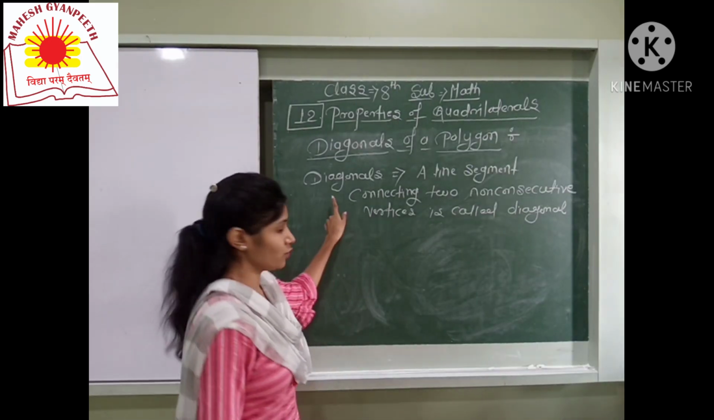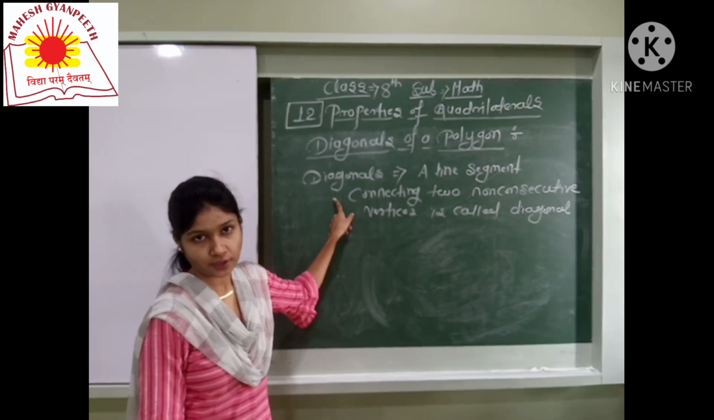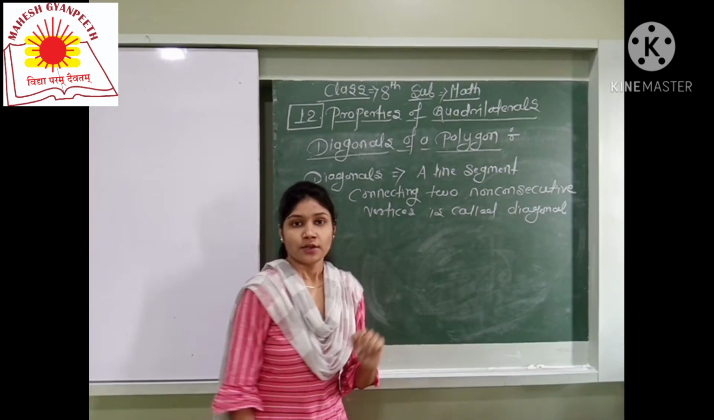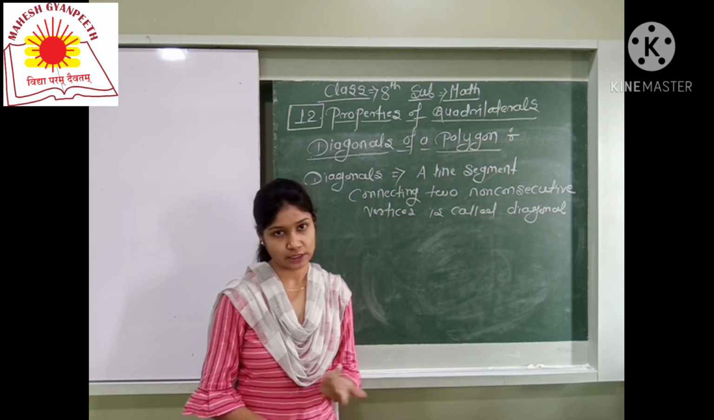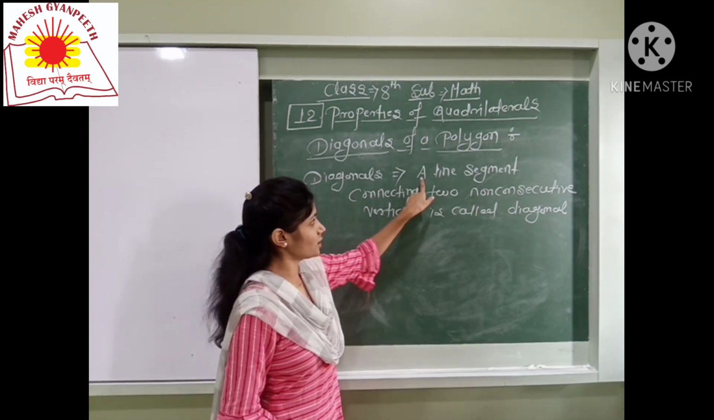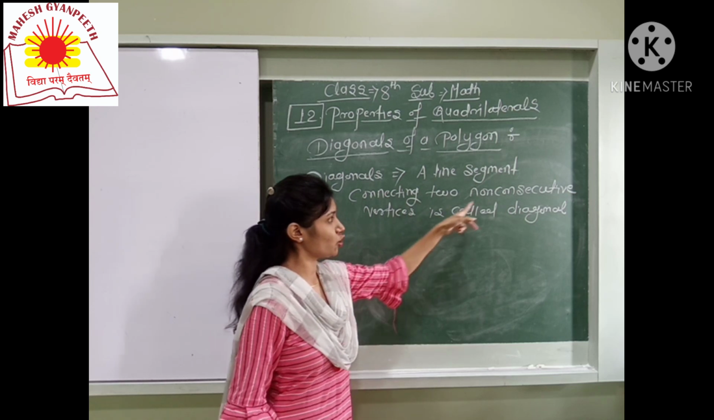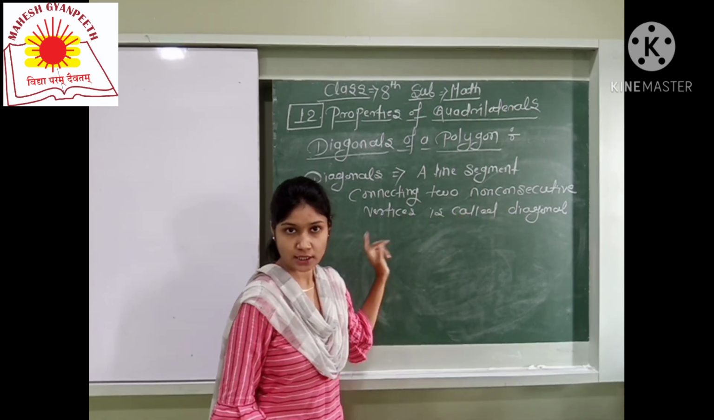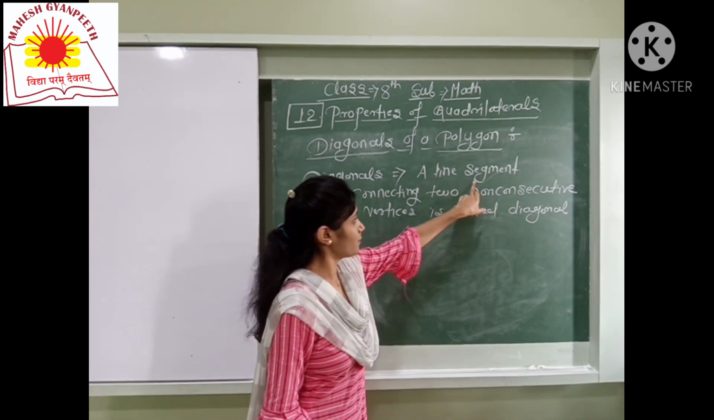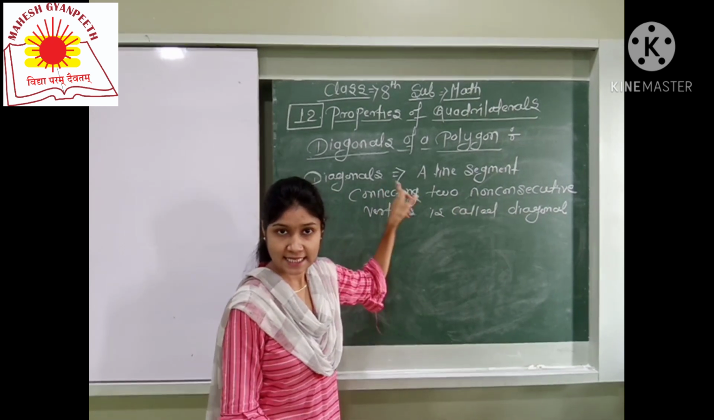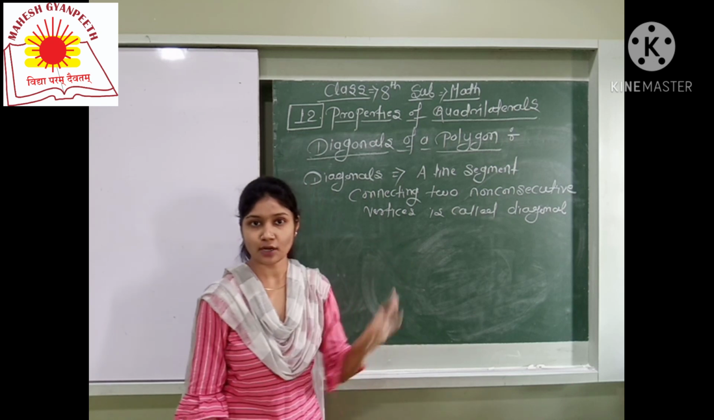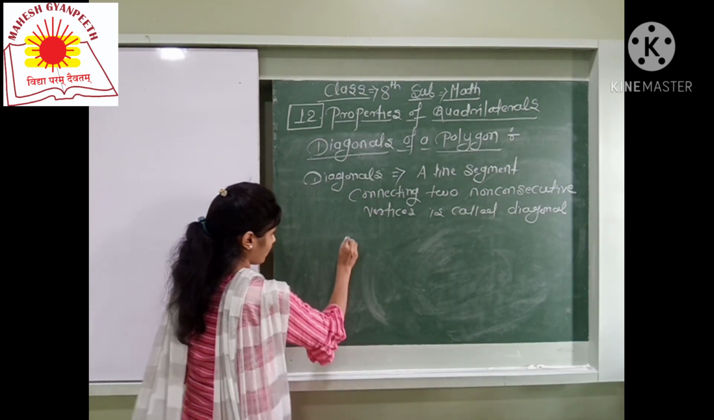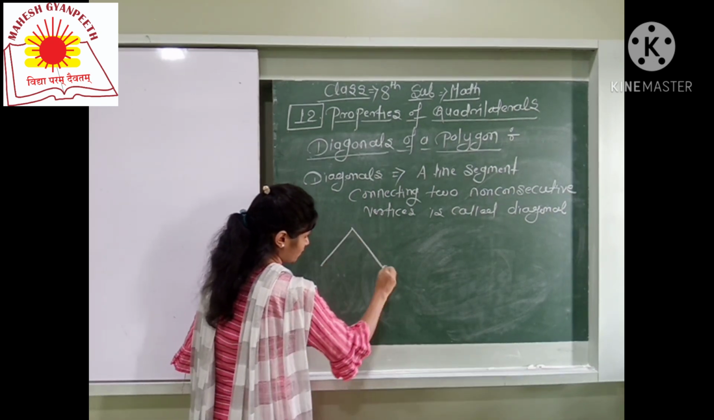Now student, diagonal. Okay, diagonal of a polygon. So we have to learn about the diagonal. First we have to know what is meant by the diagonal. Diagonal is a line segment connecting two non-consecutive vertices. What is that? A line segment connecting two non-consecutive vertices. It is called a what? Diagonal. For example, I will draw here one polygon.